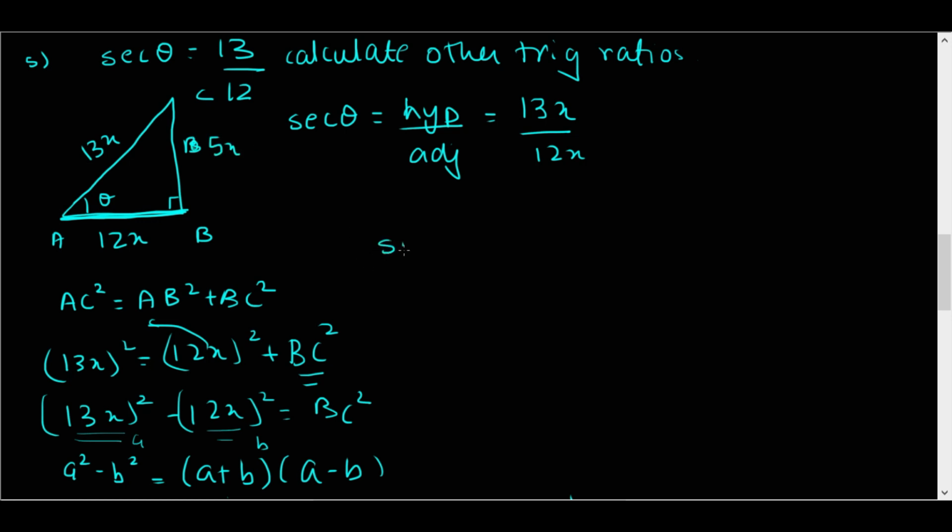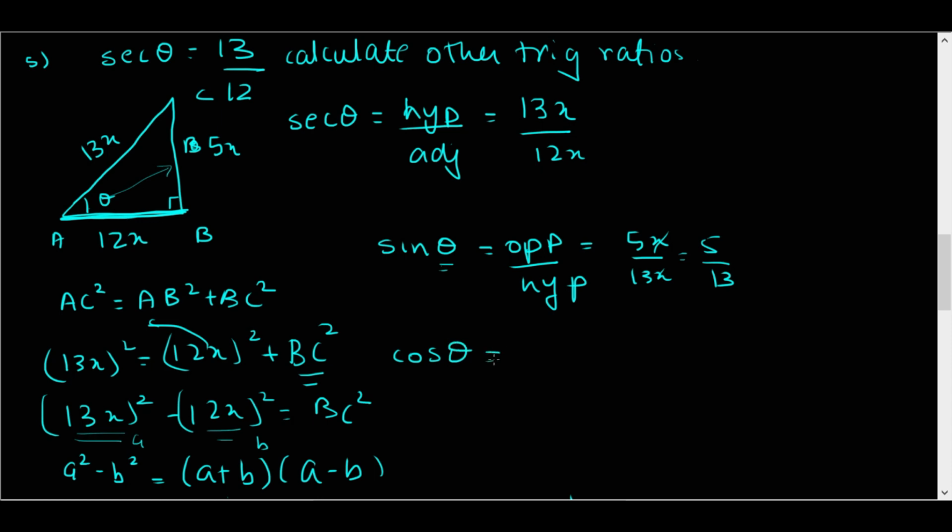So sin theta, sides with respect to theta. Sine is given by opposite by hypotenuse. Opposite with respect to theta, that would be 5x by 13x, which is 5 by 13. Cos theta is reciprocal of sec theta. Sec is already given to us as 13 by 12. So cos would be 12 by 13.